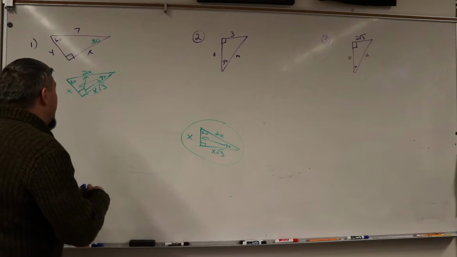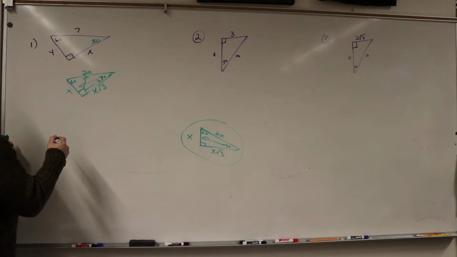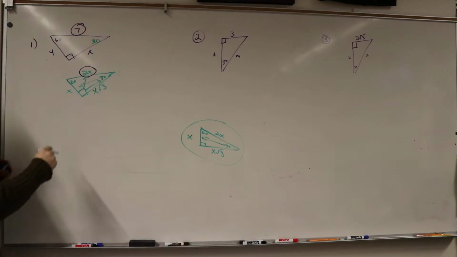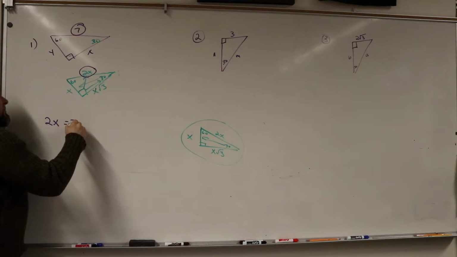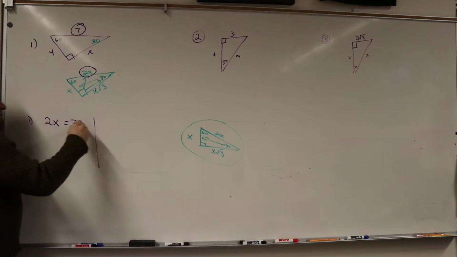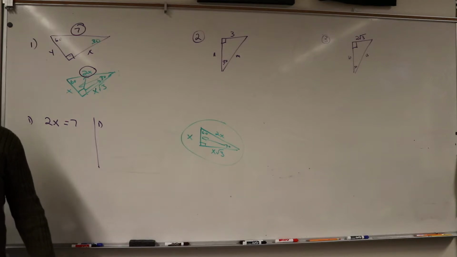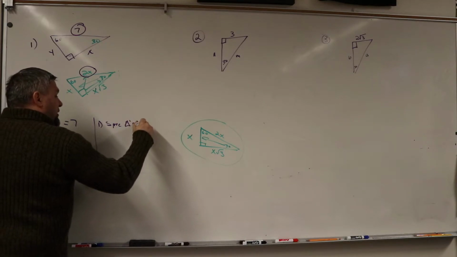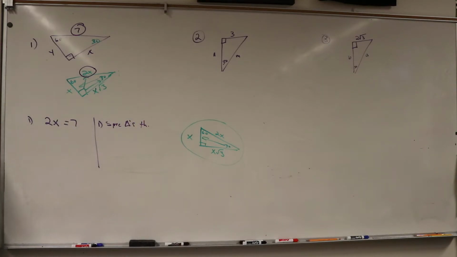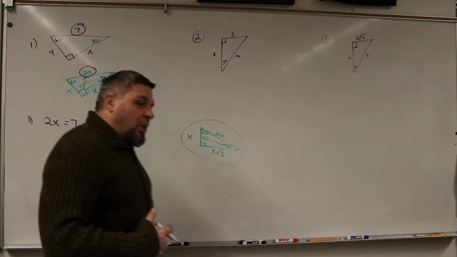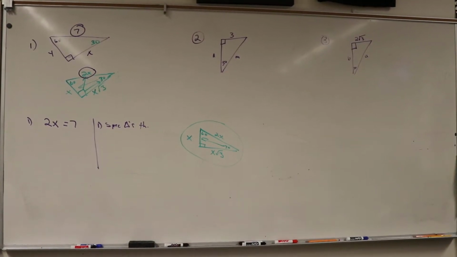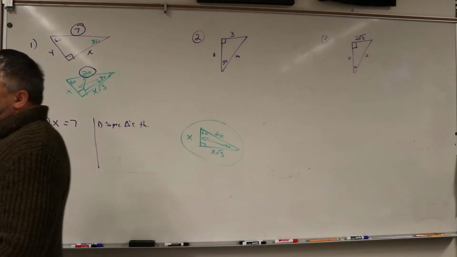And so what we can do from there is say, well, that means that this and this are equal. That 2x is equal to 7. Why? Because of special triangles, right? Because of special triangles theorem. Okay? And so, alright, from that point, okay, we can start solving, right?